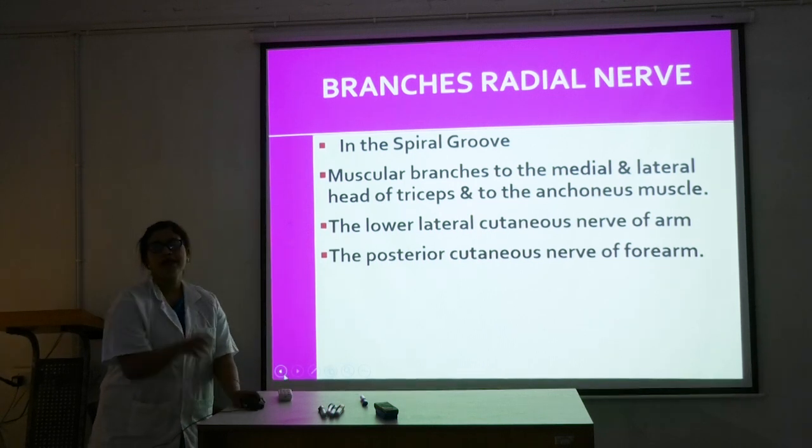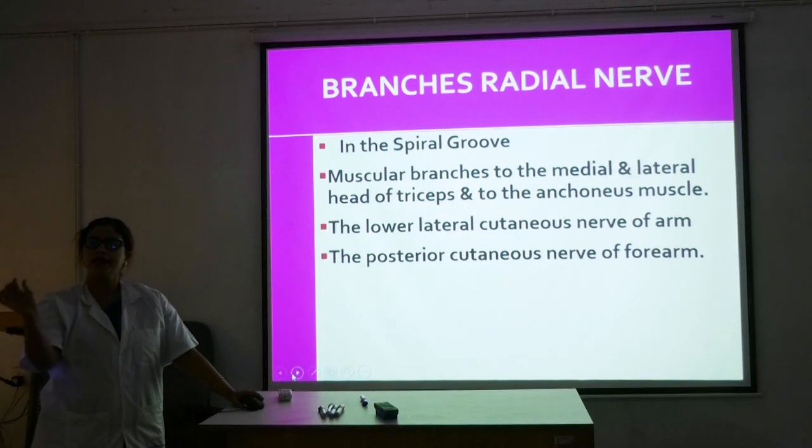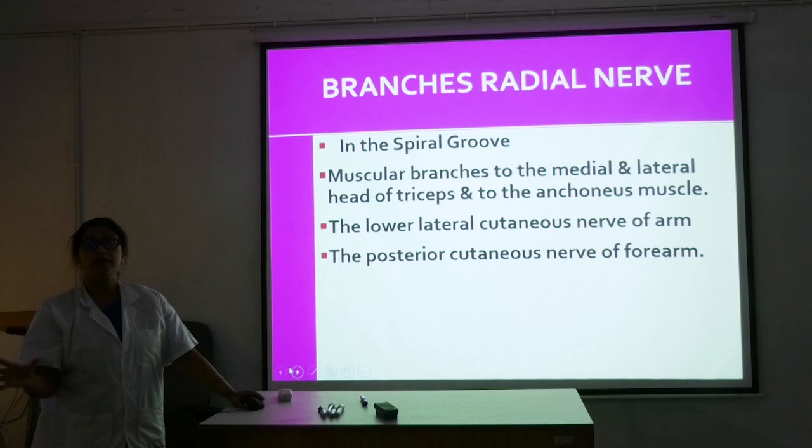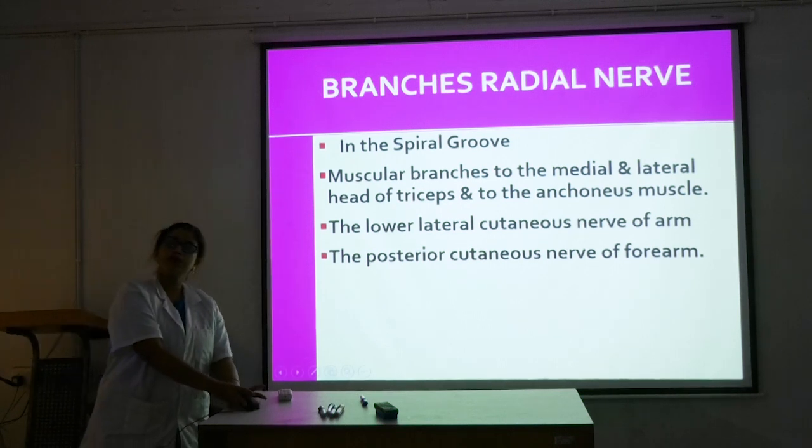So it happens like this, in the dissection, in the OSPE, suppose the spiral groove is marked. So they will ask, tell me which are the different branches found in the spiral groove of radial nerve. So at that time you have to mention all this. Spiral groove is very much important.